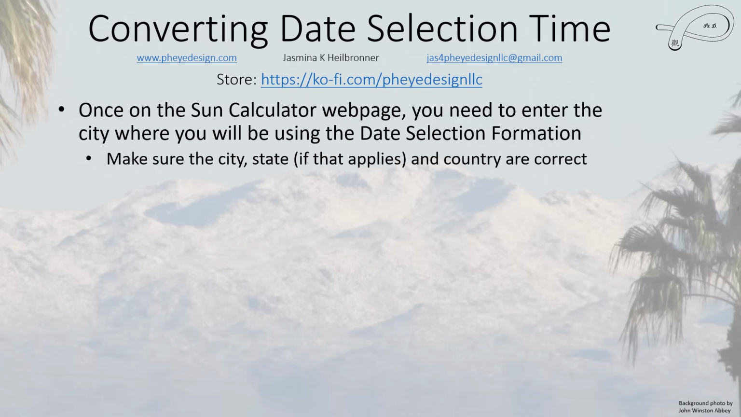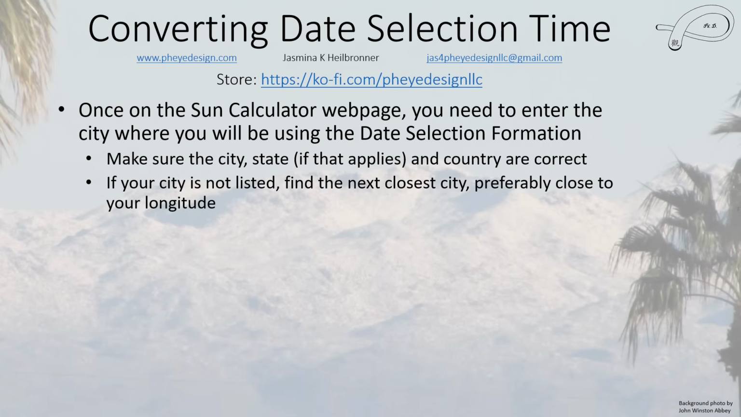If your city's not listed, and if it's a very small city, it likely won't be, find the next closest city, preferably close to your longitude, because that is what has to do with the solar hour. In the United States, I can't say this for other countries, I have found a city that's just over 10,000 people is listed, and one that's less than 5,000 is not. I don't know exactly where the cutoff is, but my guess is it's probably 10,000. But there are other nearby cities.